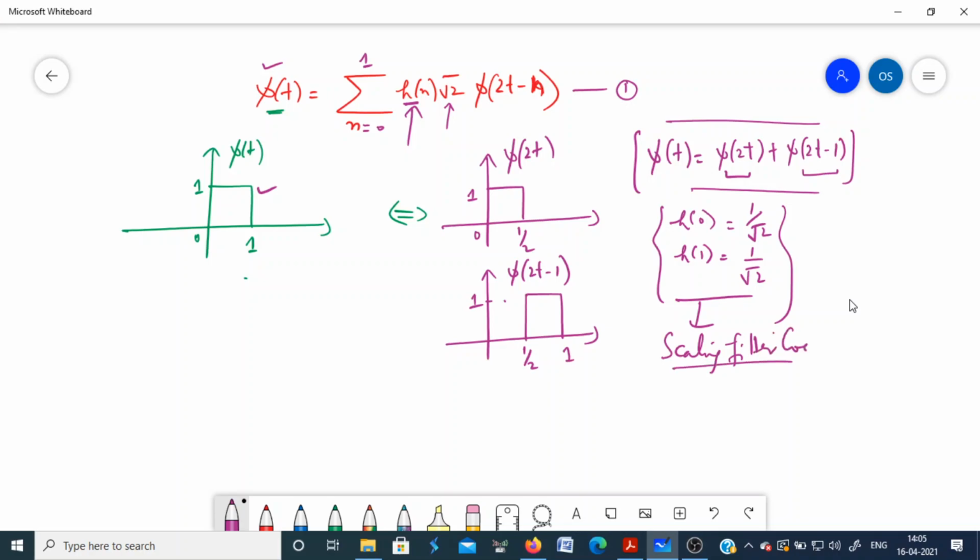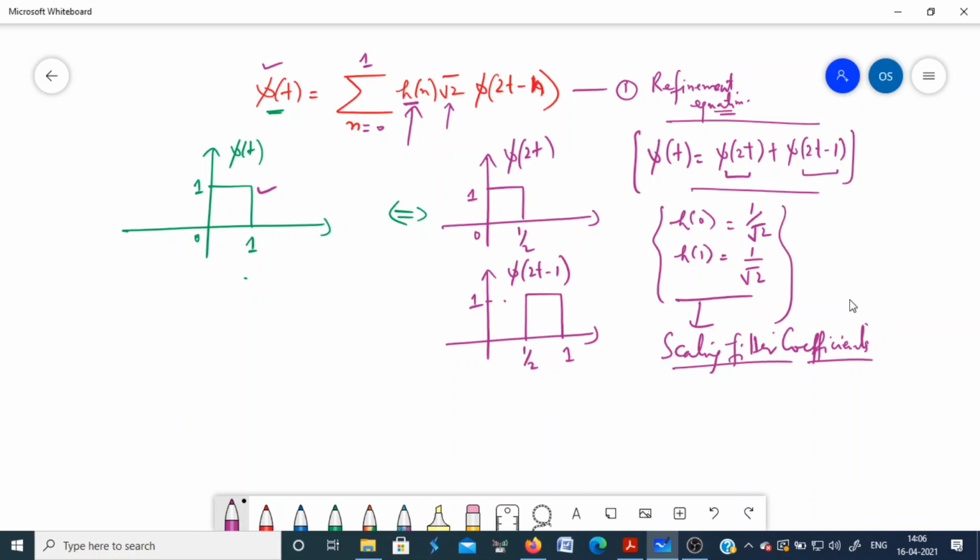Scaling filter coefficients. So for the Haar transform, the scaling filter coefficients are 1 by root 2 and 1 by root 2. And this equation is a very important equation, which is called the multi-resolution equation, or we also call it a refinement equation. And this equation is the basis towards this multi-resolution formulation.